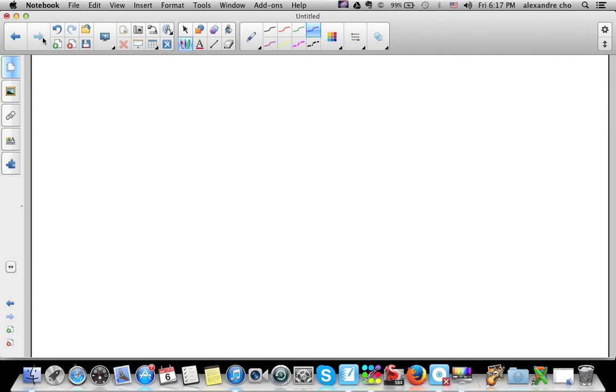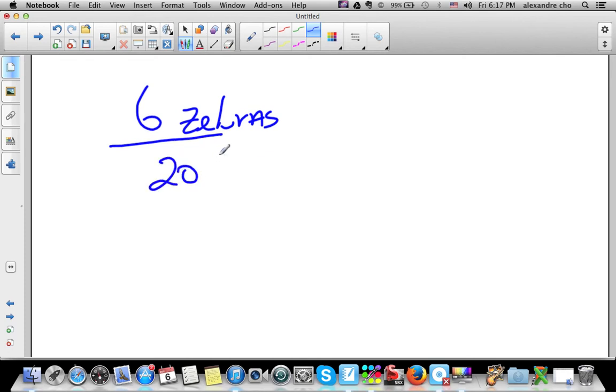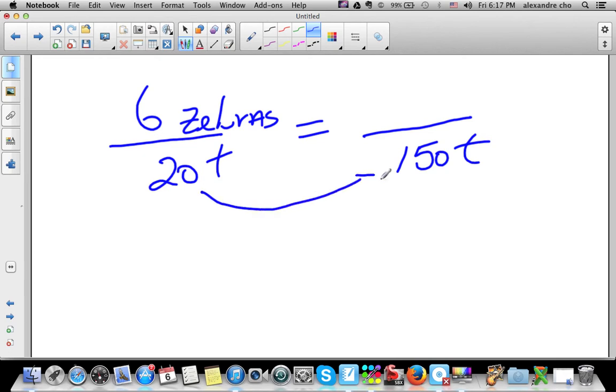Number 11. Alright, so here we have a group of lions, and we can write that 6 out of them, 6 lions, they like zebras. Yummy. Out of a total of 20. So if there are 20 in a pride, 6 of them would prefer to eat zebras. But the number of lions grew to 150. That's our new total. Our new total is 150. So our pride of 20 lions grew to be a pride of 150 lions.